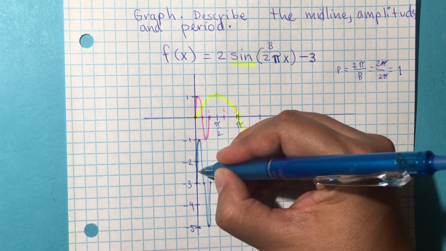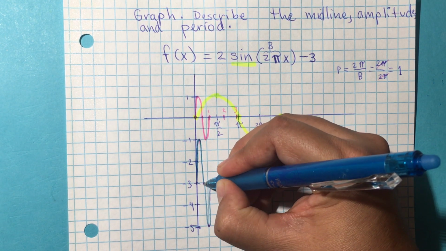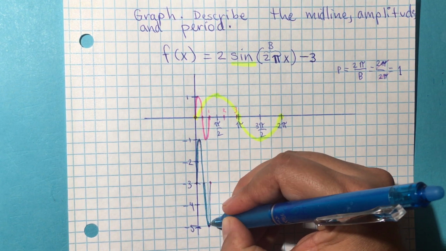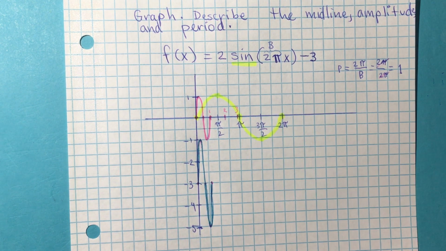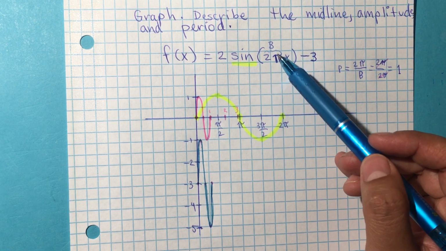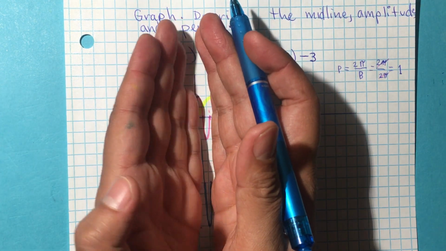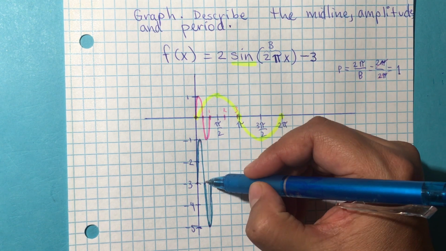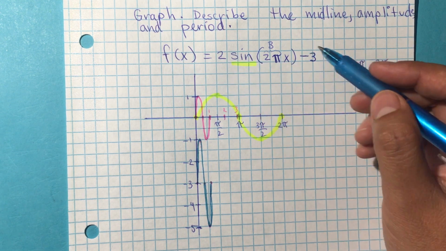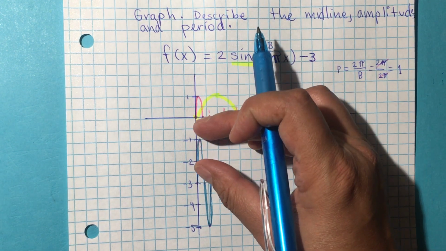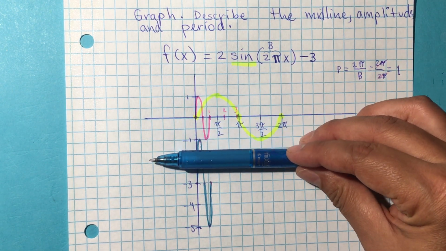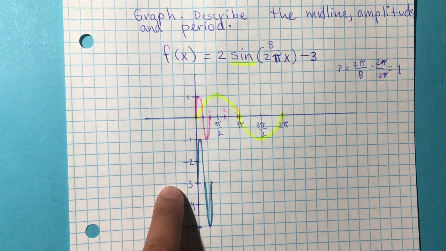Look at that. Can you create something beautiful? Of course you can. So that's your final product. It has been horizontally compressed. That's your pink right there. The amplitude is now from this midpoint to here is 2, and then brought down 3 spaces. So the midline basically went down 1, 2, 3 spaces right there.